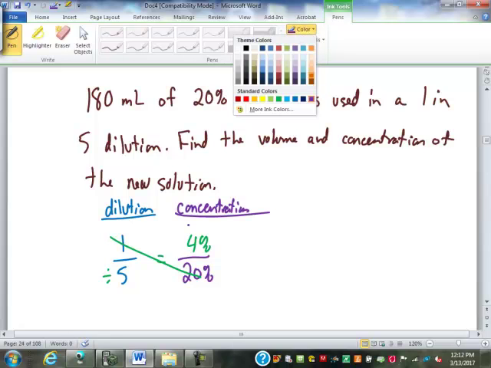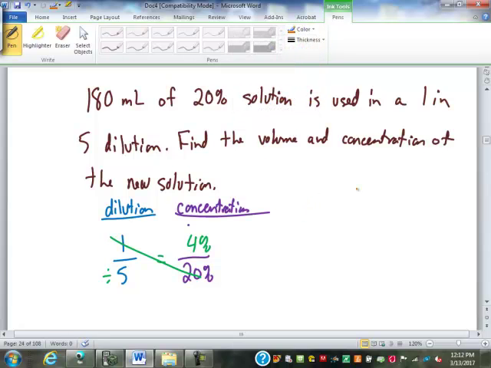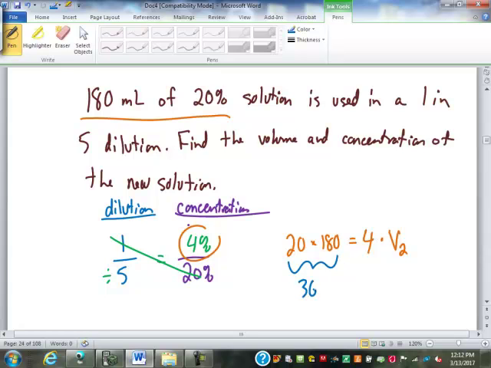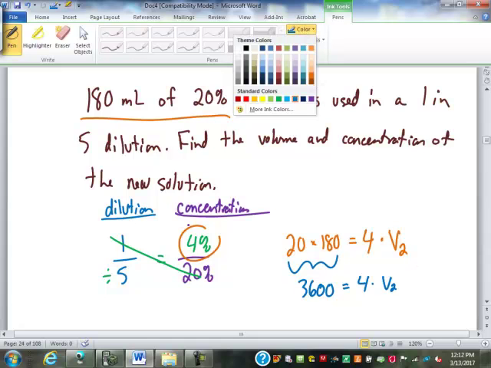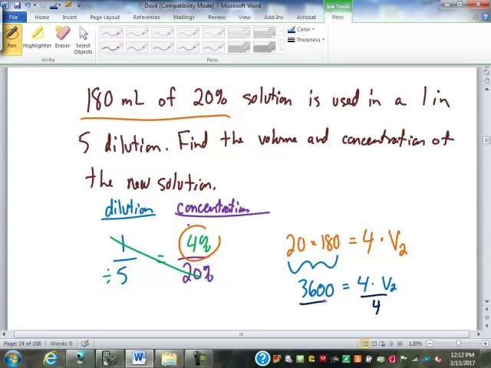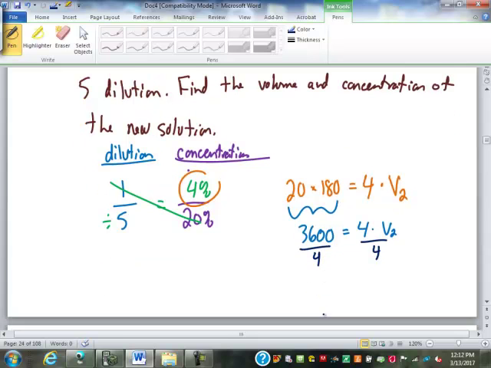So then we can use that along with our concentration adjustment formula, or change of concentration formula. We had 20%, we had 180 milliliters of it. We changed it to 4%, so we need to figure out how many milliliters we have of that. So 20 times 180 is 3,600 equals 4 times V2. We divide by 4. We get 900 milliliters is V2.